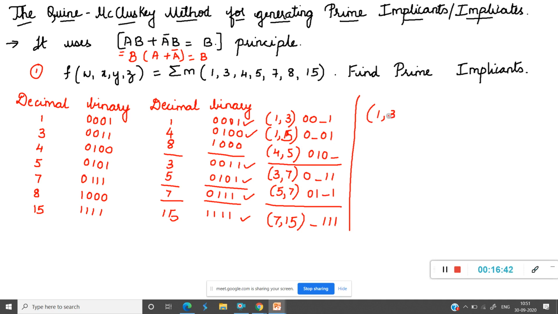1, 3, 5, 7. Okay. So what do I write now? See, first bit is 0. I'll write 0 as it is.